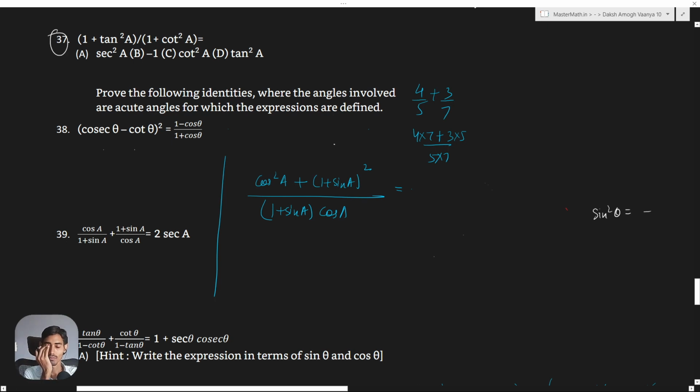So then we get cos square A plus 1 plus sin square A plus 2 sin A, divided by cos A into 1 plus sin A. So on the next step, we are getting 2 plus 2 sin A by cos A into 1 plus sin A. How?